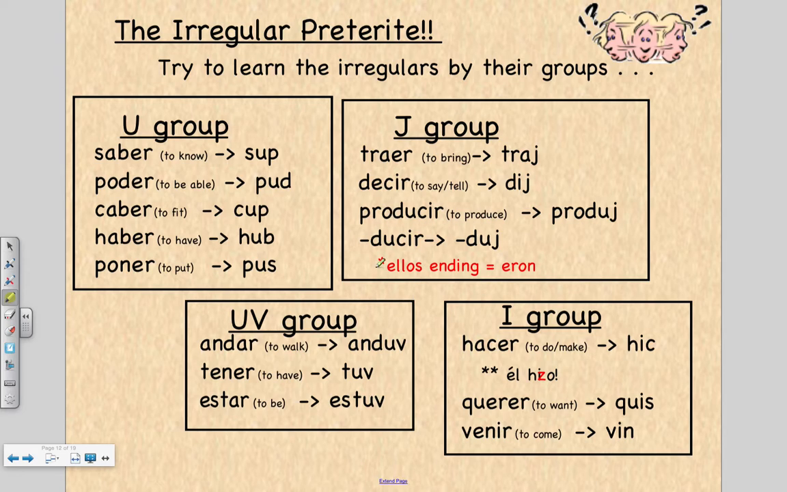An extra note about the J group, please remember that the ellos ending for J's is a little different. It's just going to be eron. We'll get to the endings on the next slide. And in the I group, remember that hacer, the él form only, is hizo with a Z, H-I-Z-O. My I and my Z kind of overlap there.